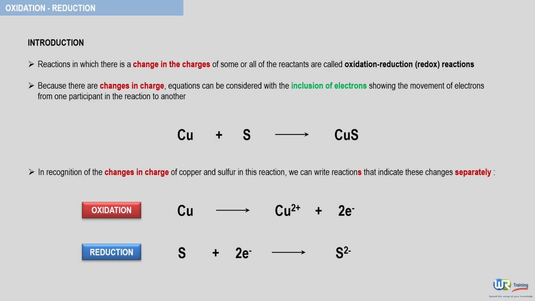The formal definitions are: oxidation is the result of a loss of electrons, and reduction is the result of a gain of electrons. A trick for keeping the terminology straight is to consider that the reduction includes the drop in charge. In sulfur, for example, reduction in charge from 0 to -2.